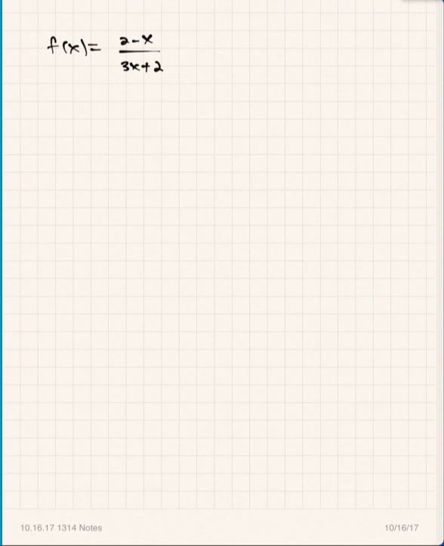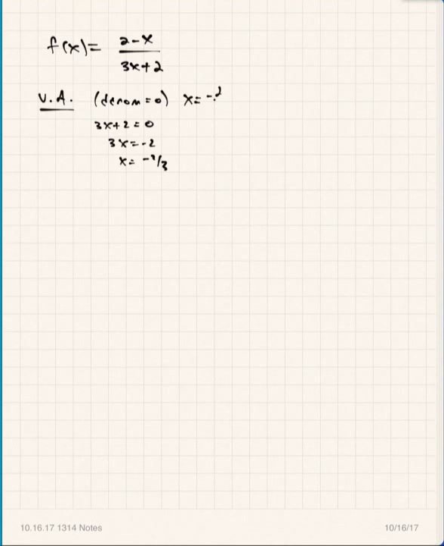All right, so the vertical asymptote for this graph. The vertical asymptote is where the denominator is equal to 0 and the numerator is not 0, remember. So where the denominator is equal to 0, that would be 3x plus 2 equals 0, 3x equals negative 2, x is negative 2/3. So we have a vertical asymptote at the vertical line x equals negative 2/3.